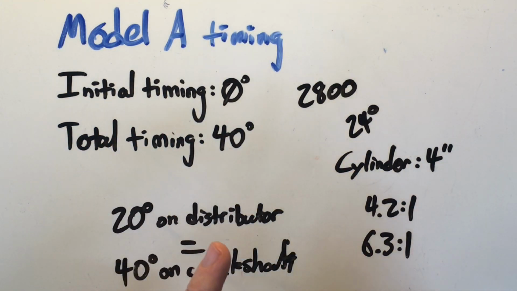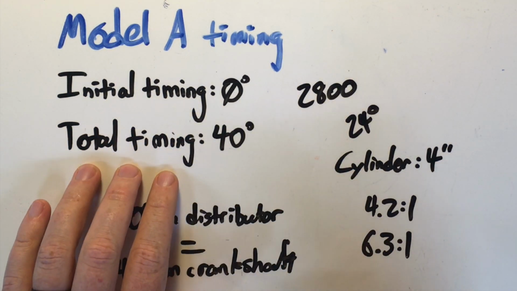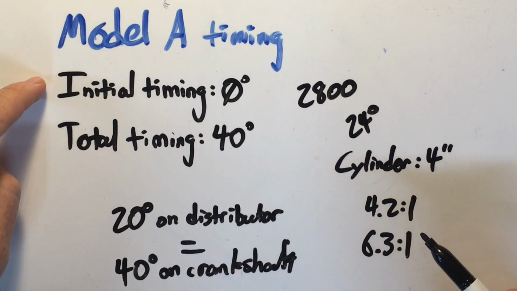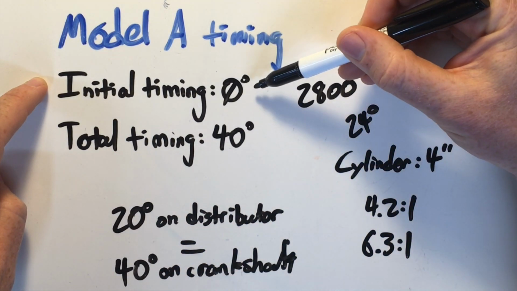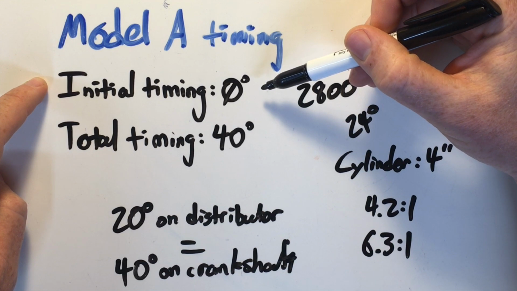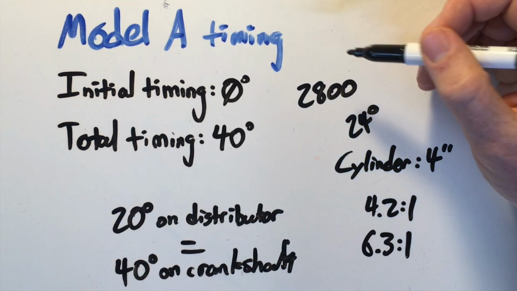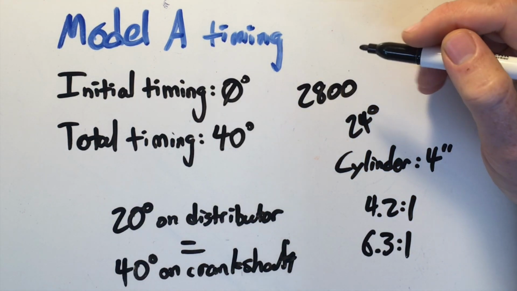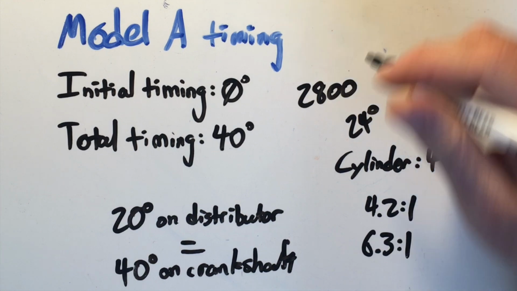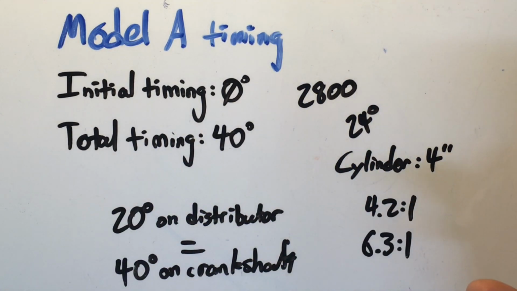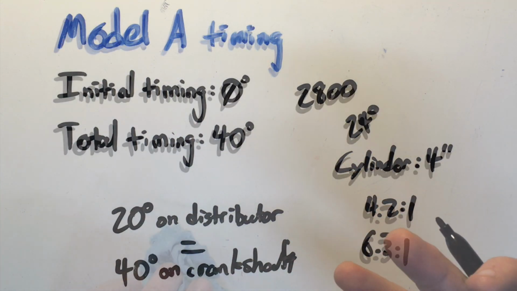So these two factors together mean that the Model A total timing needs to be pretty high, but the initial timing still needs to be low so that you can crank start it if you want to. Now, the Model A's timing curve is manual. That is, the spark advance is entirely manually controlled. So the advance is whatever the driver decides to make it.